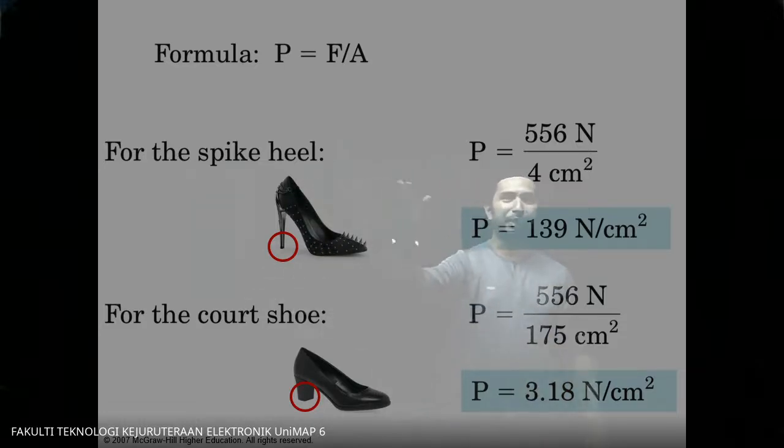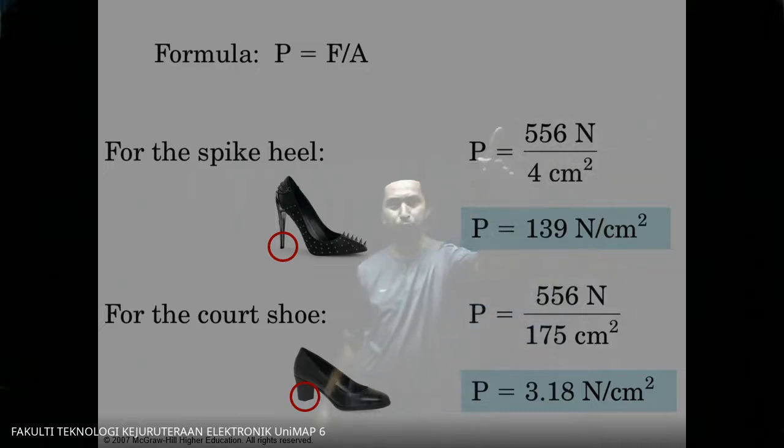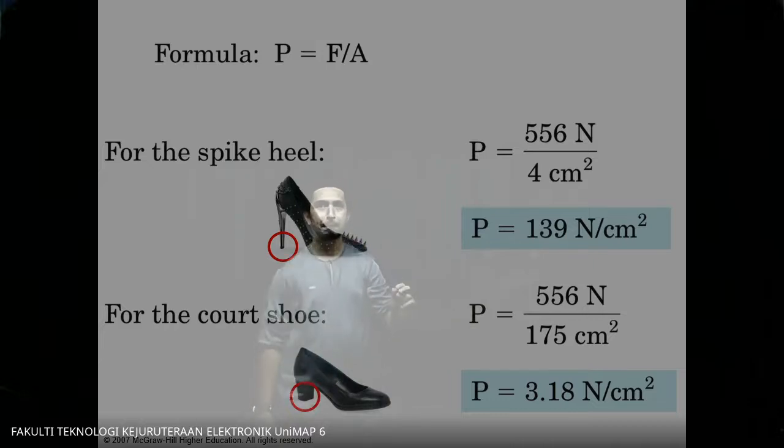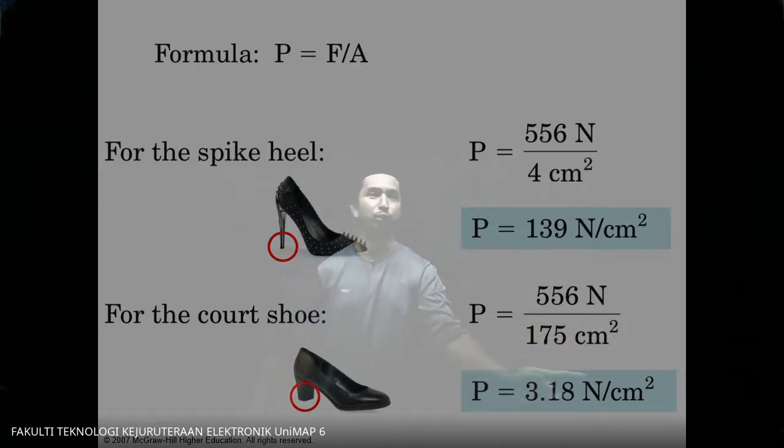So for spike heel, the weight of the woman, this is the weight of the woman, 556 Newton. The area of the spike heel, the below surface area, is 4 centimeters square. So the pressure is 139 Newton per centimeter square. All right. If we use court shoe, the surface area is bigger. So 175 centimeters square. The same weight divided by the area, you will get 3.18 Newton per centimeter square.